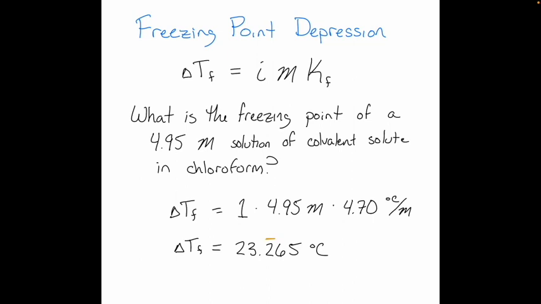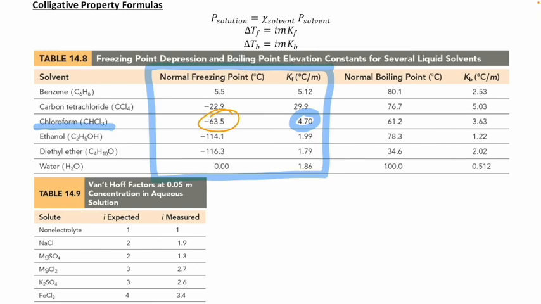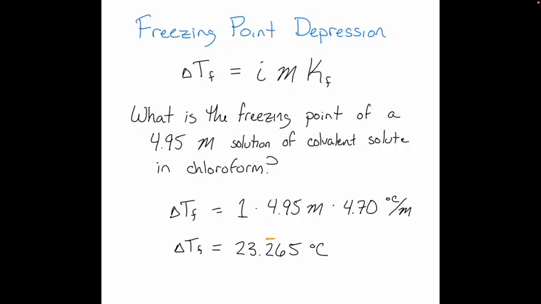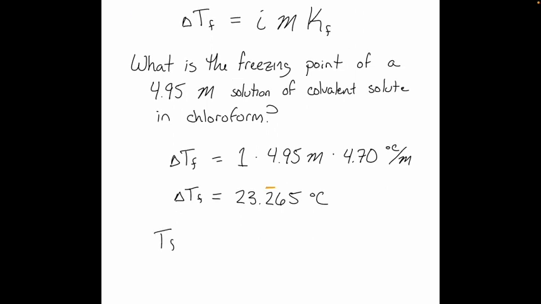All right, that's my delta TF. I'm going to mark my sig fig here. Cool. So I'm done? No, because this is the change in temperature. I needed to go back to my table and figure out what the normal freezing point for chloroform was. Negative 63.5 degrees Celsius. And we're talking about freezing point depression, so should my answer be higher or lower than that negative 63.5? Lower. So to get the freezing point of my solution, I'm going to take the freezing point of my solvent and subtract that delta TF. It's got to be a smaller number than that normal freezing point. What was it? 63.5?